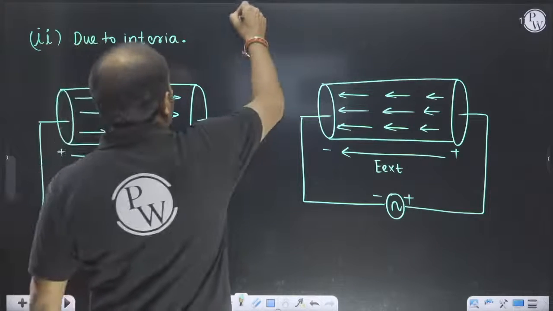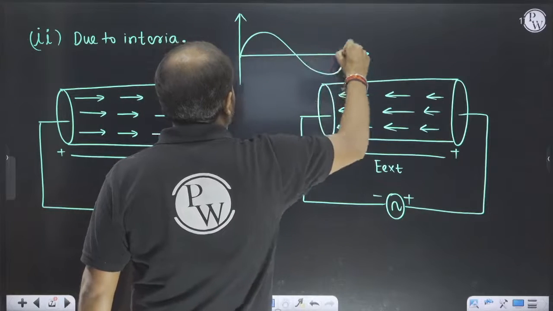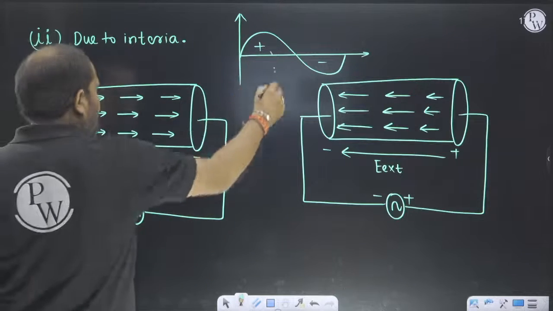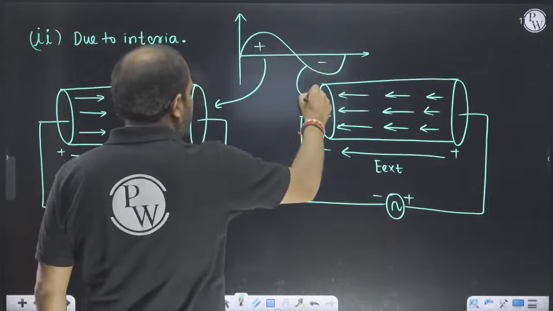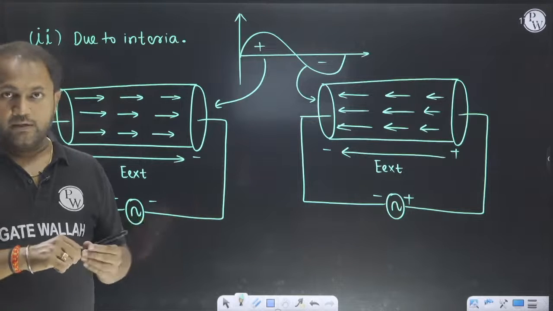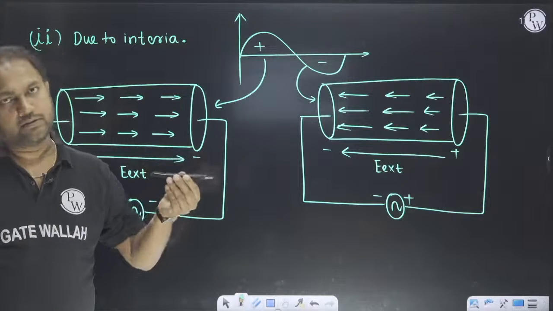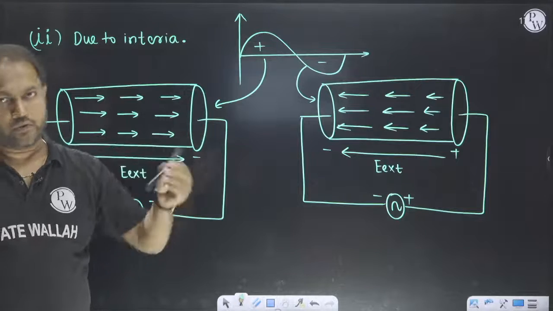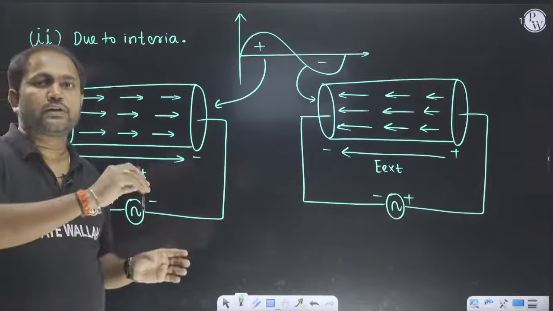So we know that the nature of voltage will change. This one is positive, this one is negative. In case of this one, it will be like this, and this will happen again and again. Positive voltage like this, negative voltage like this, positive, negative, positive, negative. So the dipole is rotating.